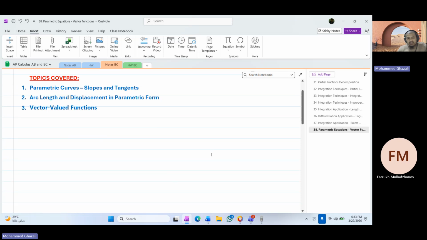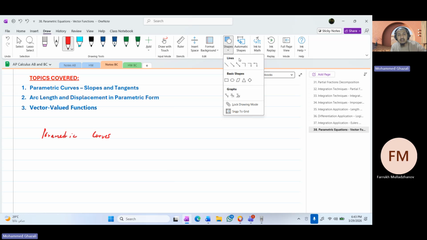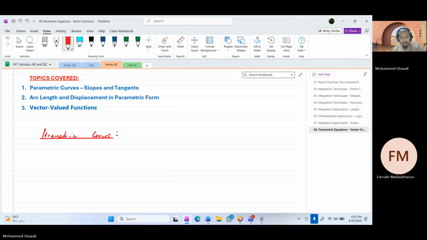So now let us look at what is a parametric equation or parametric curve. Parametric curves are basically defined by these functions: x of t, and we have y of t. Y is a function in t, for some t as a parameter, where t is an element of the real numbers.